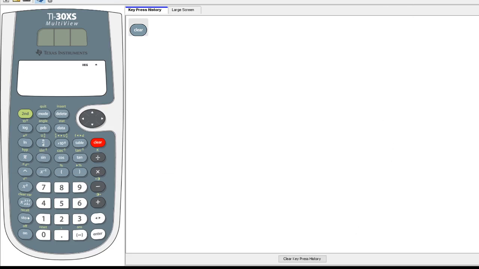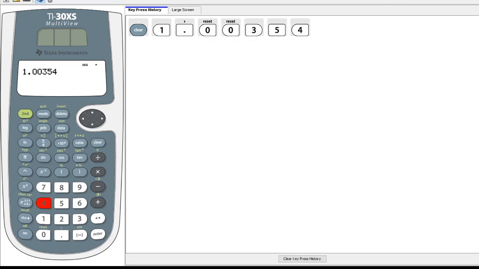1.00354 to the minus 360. So 1.00354. Enter that, and then there's a little caret button here. And then I have this little parentheses minus. That's the one you want. See, I hit the parentheses minus for the minus 360 power. And then enter. Don't use this minus. That's the wrong one. Use this one down here.